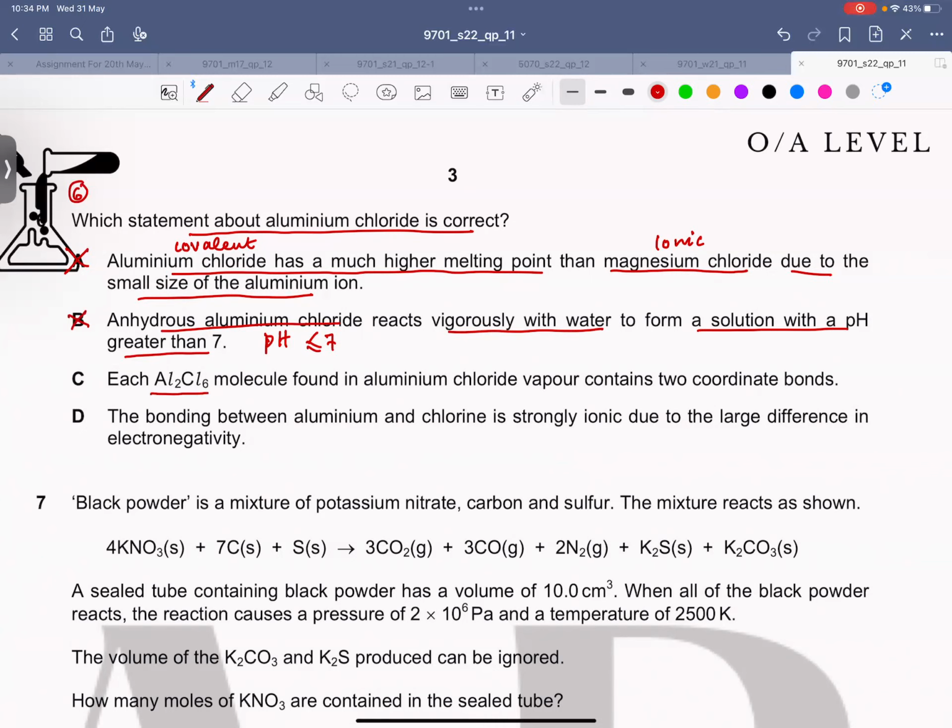Each Al2Cl6 molecule found in aluminum chloride vapors contains 2 coordinate bonds. Yes, if you recall, this is the correct answer, because in the AlCl3 molecules, one chlorine atom from one AlCl3 molecule forms a dative bond with the other aluminum atom. That's how there would be 2 coordinate bonds. The bonding between aluminum and chlorine is strong ionic due to the large difference. Is this clear to everyone?